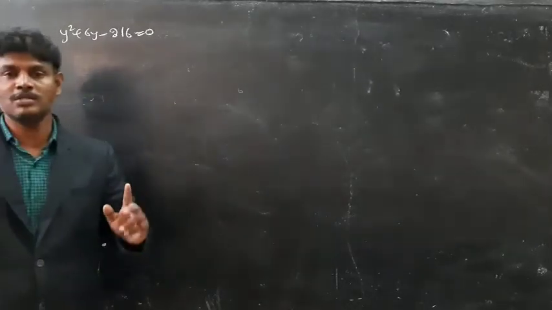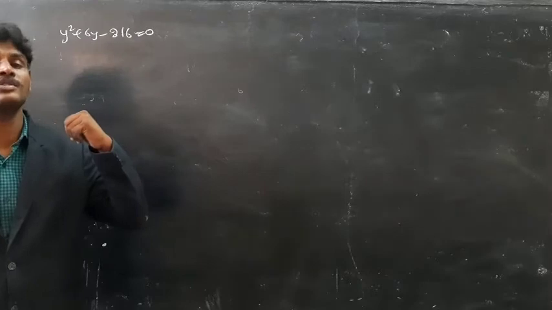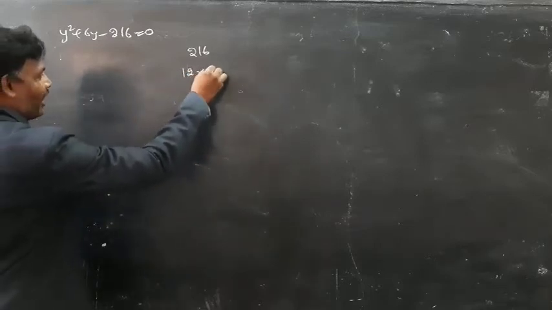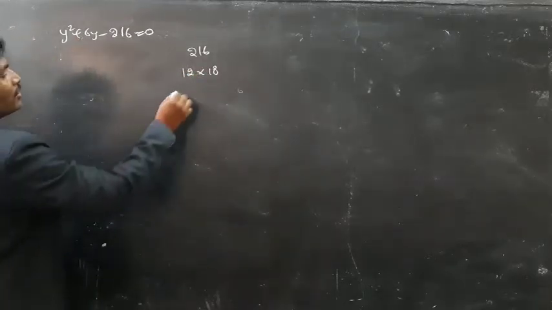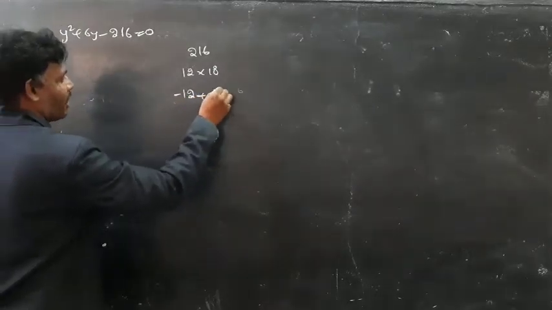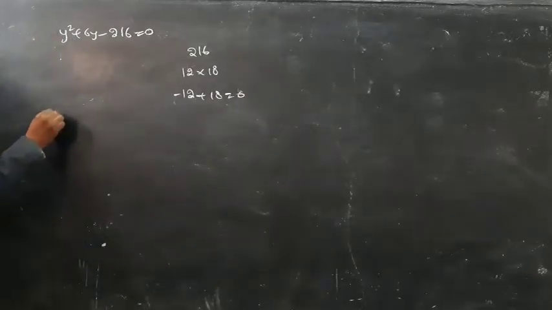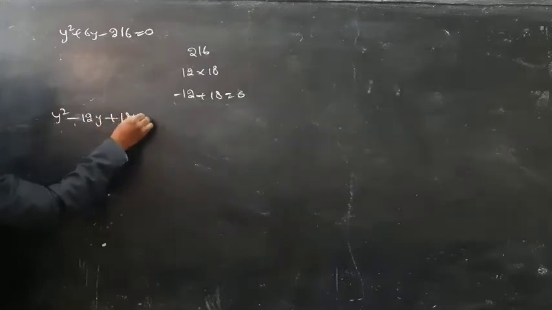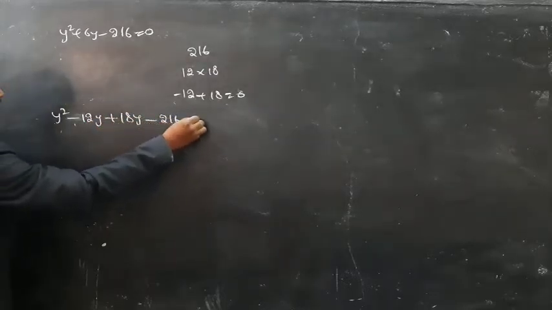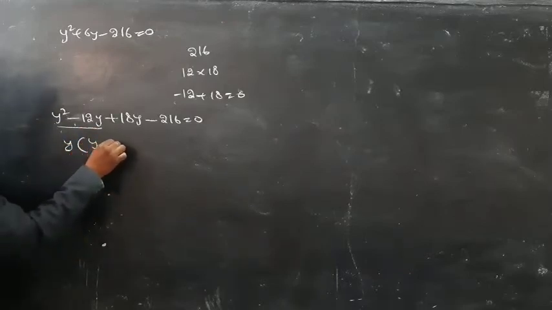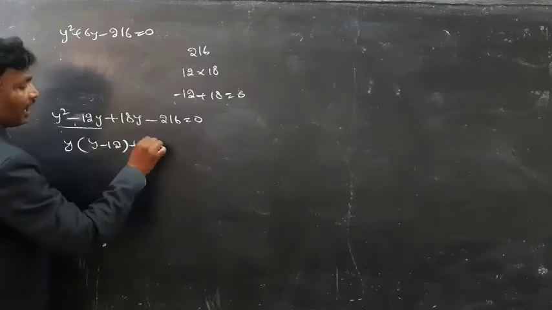Now I am going to use the factorization method to find the roots of the quadratic equation. What is the number here? 216. 216 we can write as 12 into 18. But I need a sum of 6, so minus 12 plus 18 is equal to 6. So y square minus 12y plus 18y minus 216 is equal to 0. From these two I am taking y as common, so y into (y minus 12), plus here I am taking 18 as common.